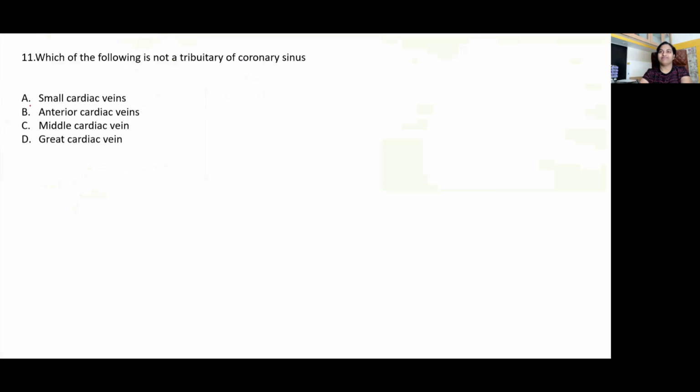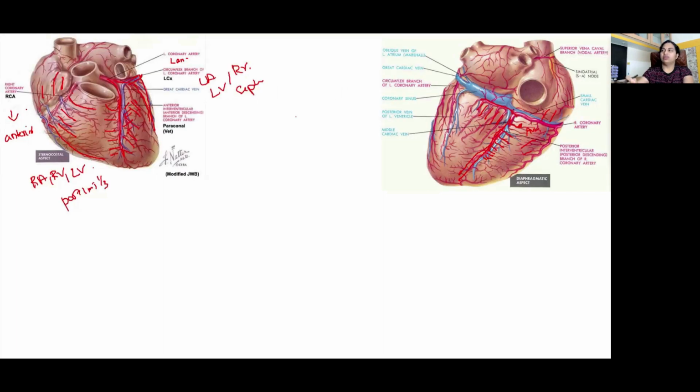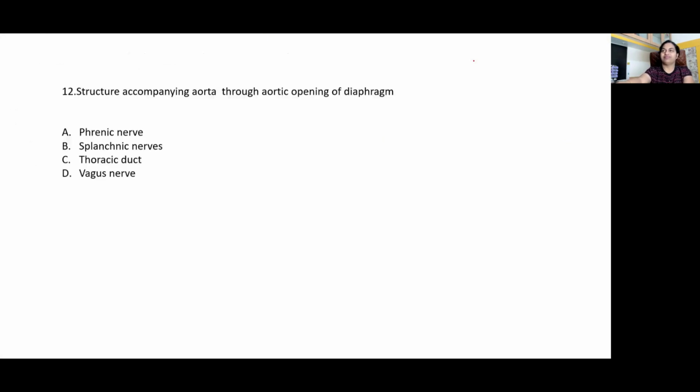Which of the following is not a tributary of the coronary sinus? Any idea? The anterior cardiac veins. So there's a picture of the coronary sinus. The coronary sinus receives the great cardiac vein. It receives the left marginal vein. It receives the middle cardiac vein, the small cardiac vein, the posterior vein of the left ventricle, and the oblique vein of the left atrium. Whereas the anterior cardiac veins open directly into the right atrium.